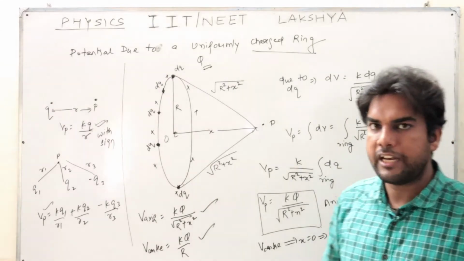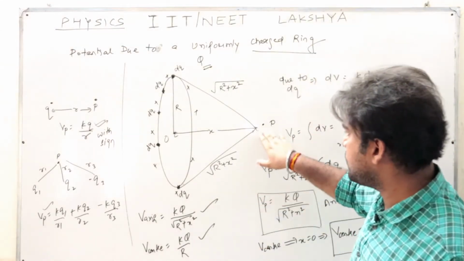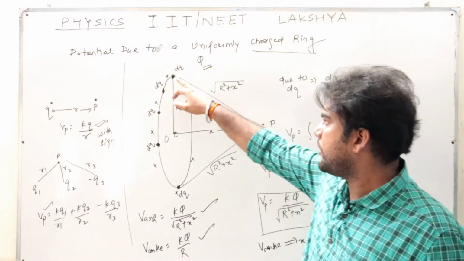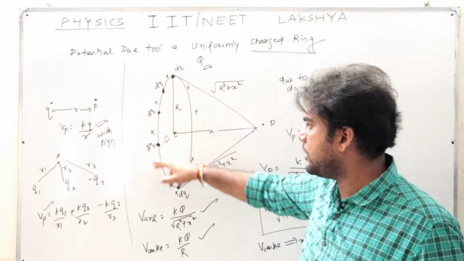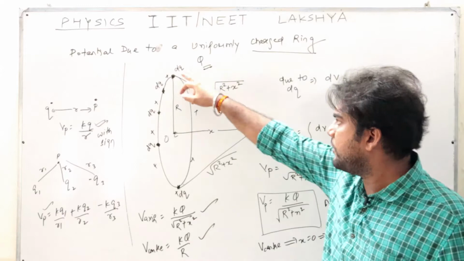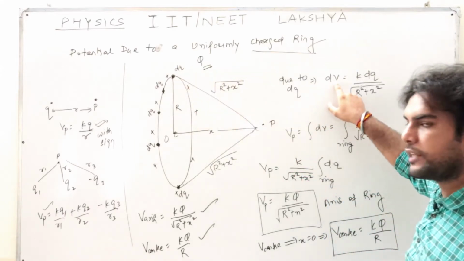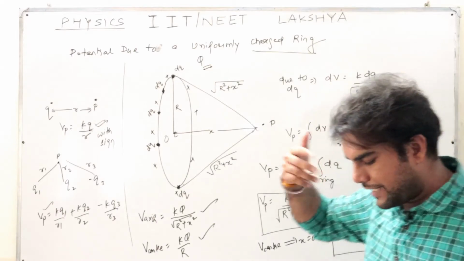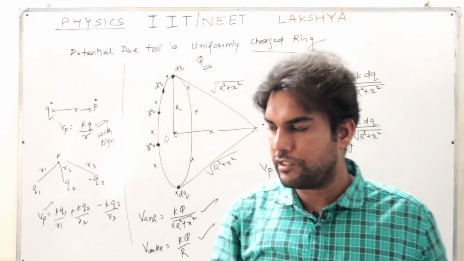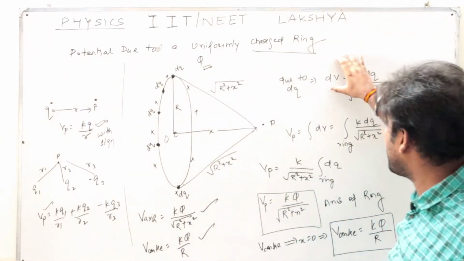I hope this entire derivation is clear to you. We had to find the potential at this point. What we have done is, this entire charge q, which is uniformly distributed, we have divided into infinite dqs. For every dq, we are finding the small potential dV. Small potential dV, or delta V also you can write, means small potential.